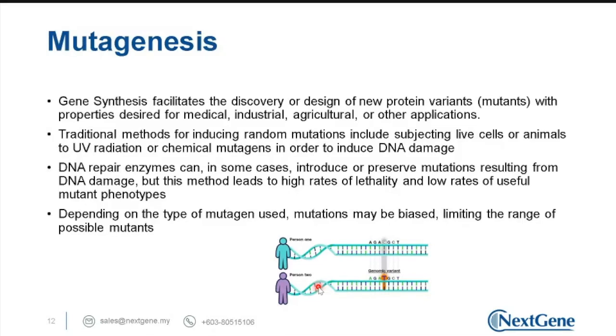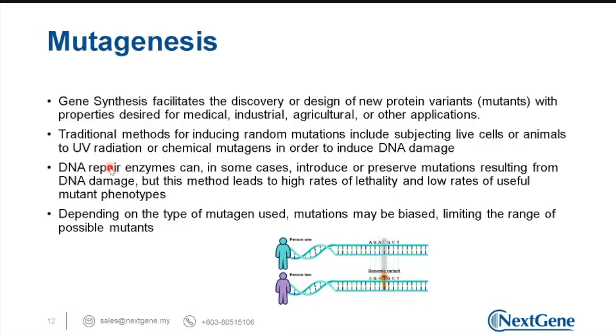So next, we'll move on to another application of gene synthesis in research, which is mutagenesis. Gene synthesis can facilitate the discovery of new variants to be used in different fields. The traditional method for inducing random mutation uses living cells or animals and exposes them to UV radiation or chemical mutagens. The effect of UV radiation and chemical mutagens is to induce DNA damage.